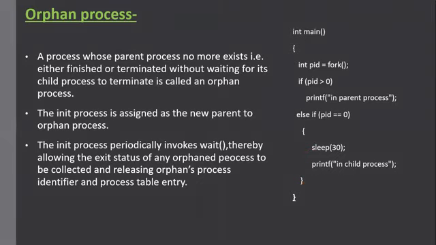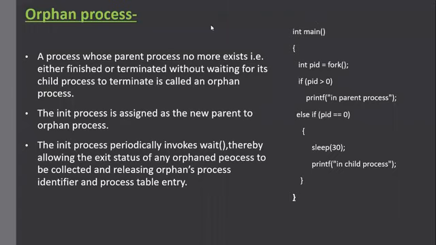Okay, so the difference between zombie and orphan: a process is known as a zombie if its parent has not executed the wait system call yet, and hence its entry is still there in the process table. But a process is known as an orphan when its parent, instead of waiting for that child to complete, has terminated. So since the parent has terminated, the parent of the child does not exist, hence it will be an orphan process.